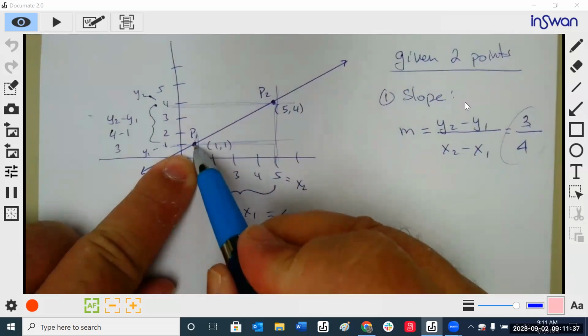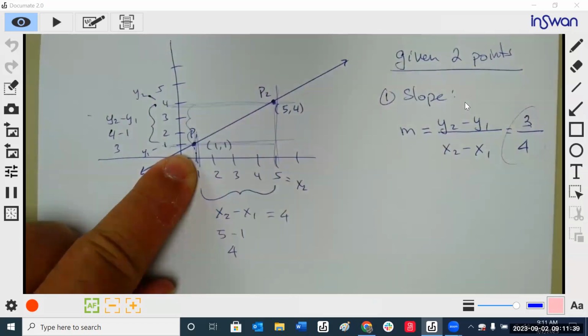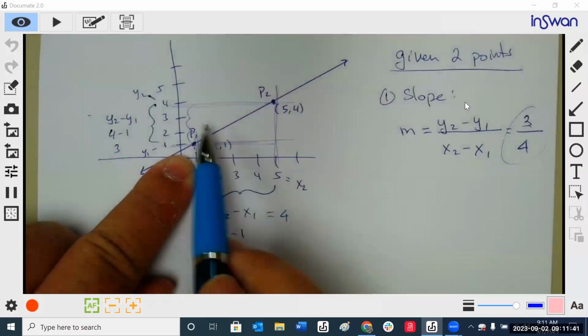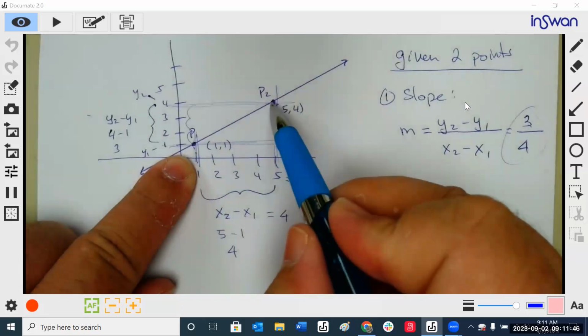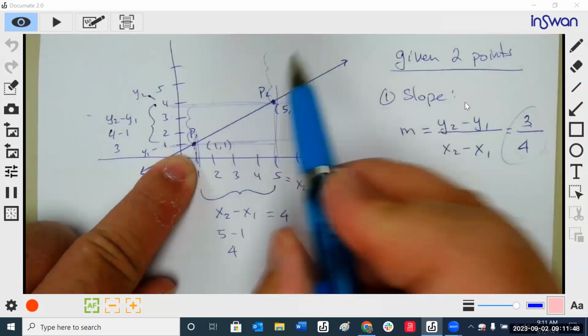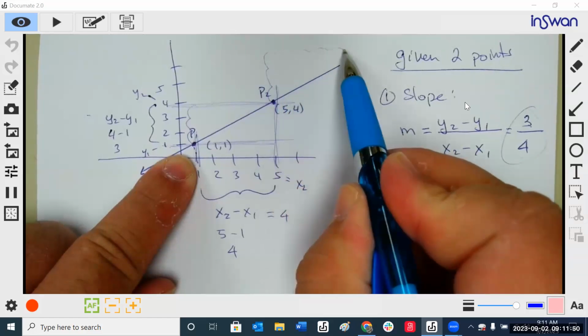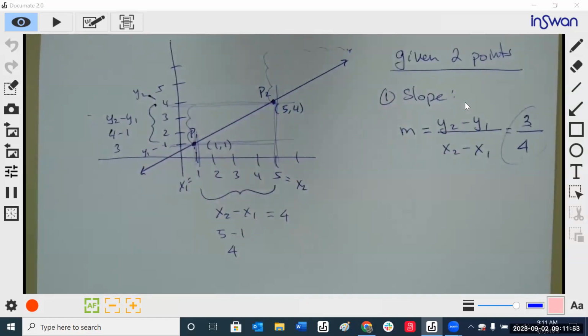From here, I go up 3, 1, 2, 3, and then over 4, 1, 2, 3, 4. Do the same to the next one. 1, 2, 3, 1, 2, 3, 4. So it's going to be on the line. Every point from there on out has to be on the same line. So leave it as a fraction. And if it's an integer, if it's 5, you know automatically it's over 1. Okay, so we found the slope.